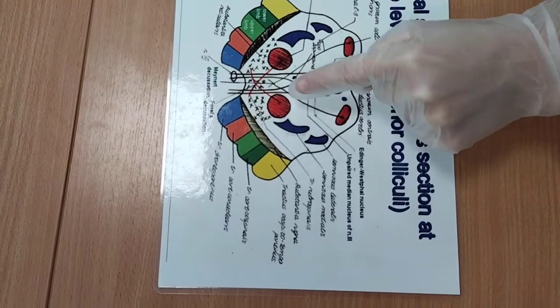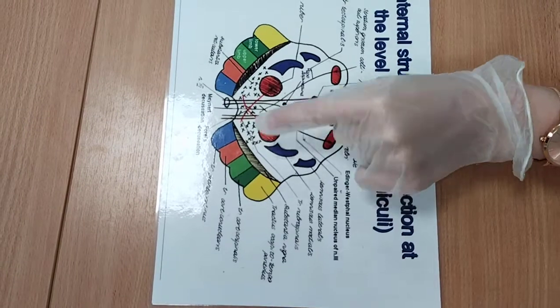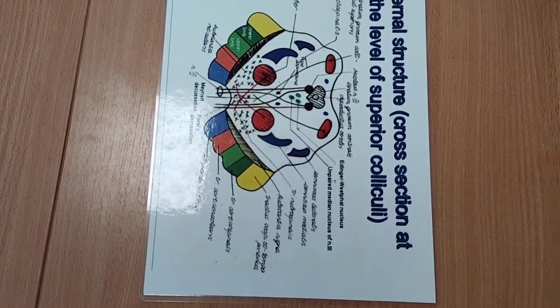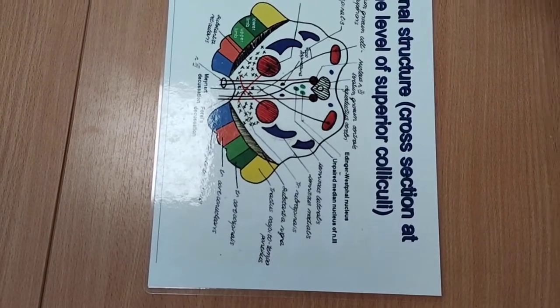That's why any pathology in these two nuclei, in substantia nigra and red nucleus, causes Parkinson's disease. So the patient is shaking all the time, he cannot stop the movement, the movement is always excessive.